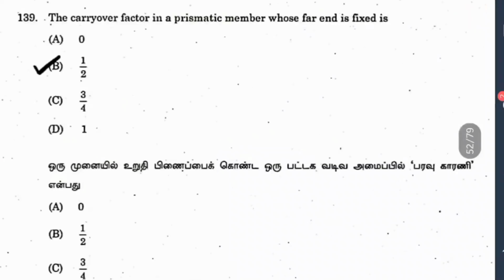139. The carryover factor in a prismatic member whose far end is fixed is what? So it is 1 by 2 only. If a moment M is applied at one end, then at the farther end, that is the fixed end, the moment will be M by 2 only. So this is in the case of a fixed end. When the other end is pinned or hinged, the carryover will be 0 only.